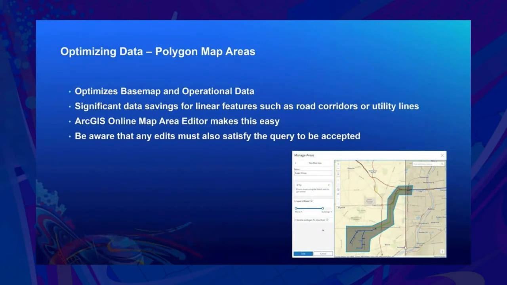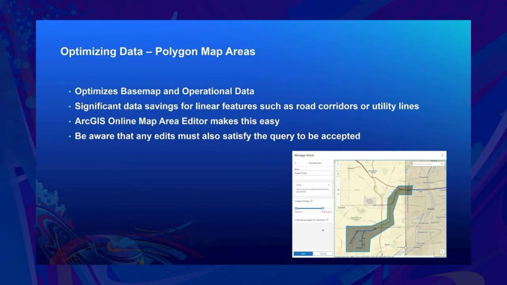Another way we can think about optimizing data ahead of time is by thinking about the shape of our study area. So here we've got an example of using Polygon map areas. And again, this is something that is worth thinking about for either the on-demand or the pre-planned workflow. And really this is a very powerful technique because it allows us to optimize by selecting the base map and operational data that we want or need.